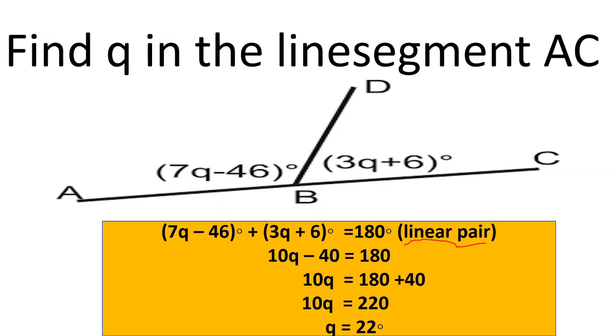It is given in the question that the line segment is AC. It is a straight line. So since it is a straight line, you know the sum of two adjacent angles is equal to 180 degrees. We can find the value of q. Linear pair property can be used only when it is given it is a straight line.